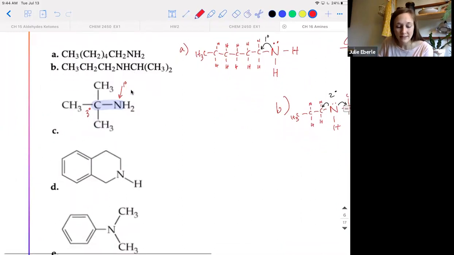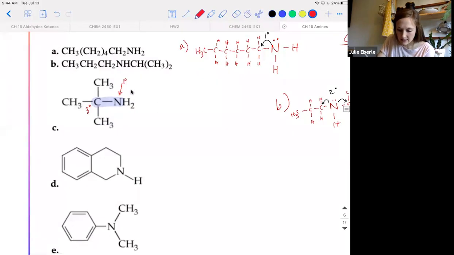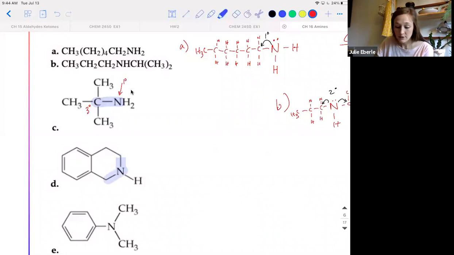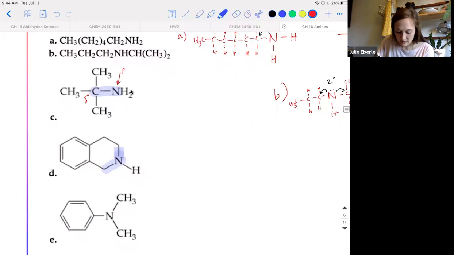D, most people said secondary. And if I highlight these bonds, we have a nitrogen-carbon bond there, and we have a nitrogen-carbon bond there as well. I don't know who that was. Sorry, everybody. So that is secondary. There's 2 nitrogen-carbon bonds. Most people said that.